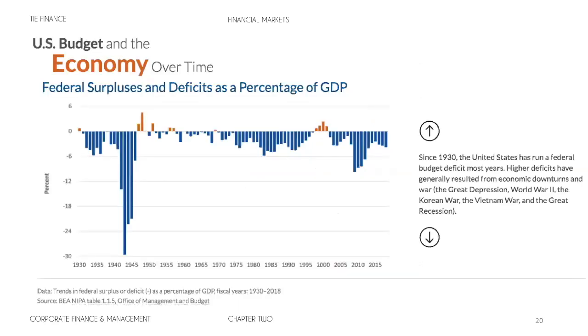Here you can see the federal surpluses and deficits as a percentage of GDP. Everything below zero is deficit spending, and everything above zero is a surplus in the economy. So since 1930, the United States has run a federal budget deficit most years. Higher deficits have generally resulted from economic downturns and war. This is because they can export currency in exchange for goods, and they have the enormous privilege as a leading economy to have their national currency exported everywhere in the world because they trust them.